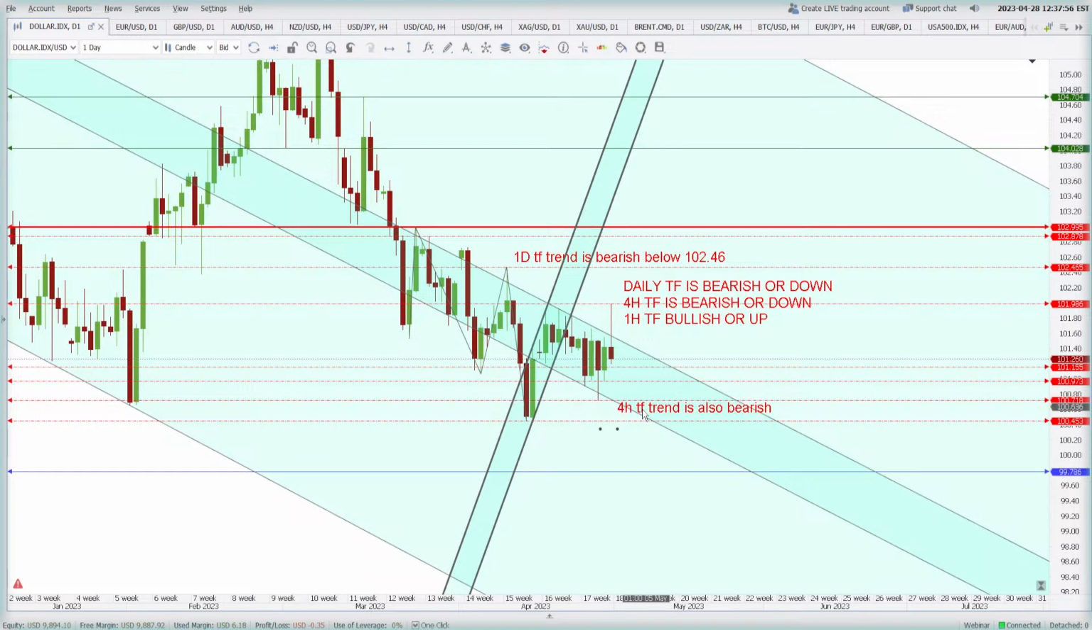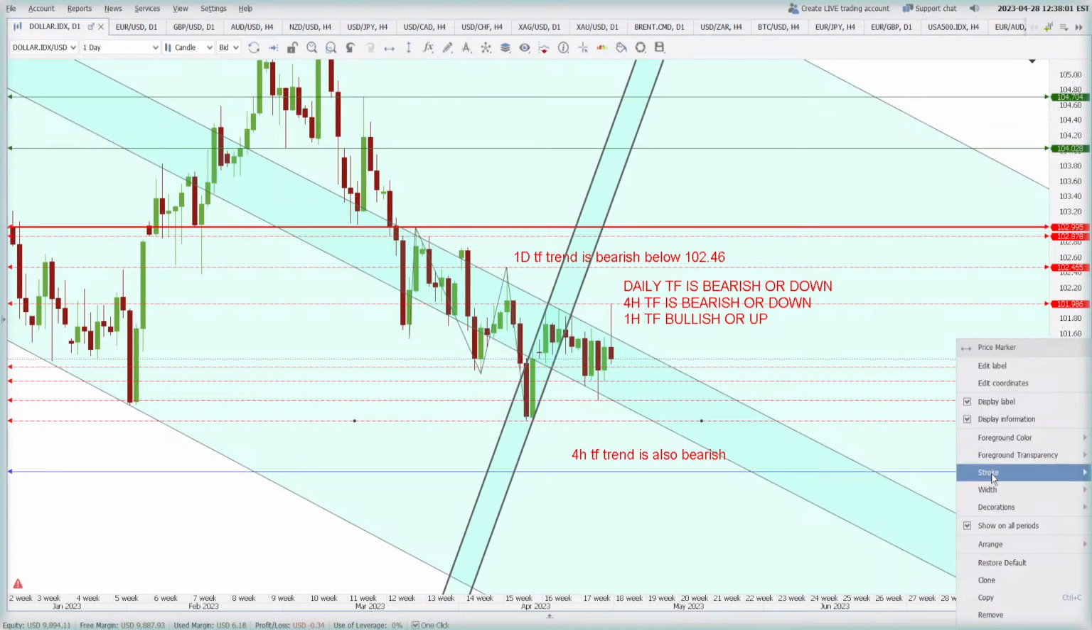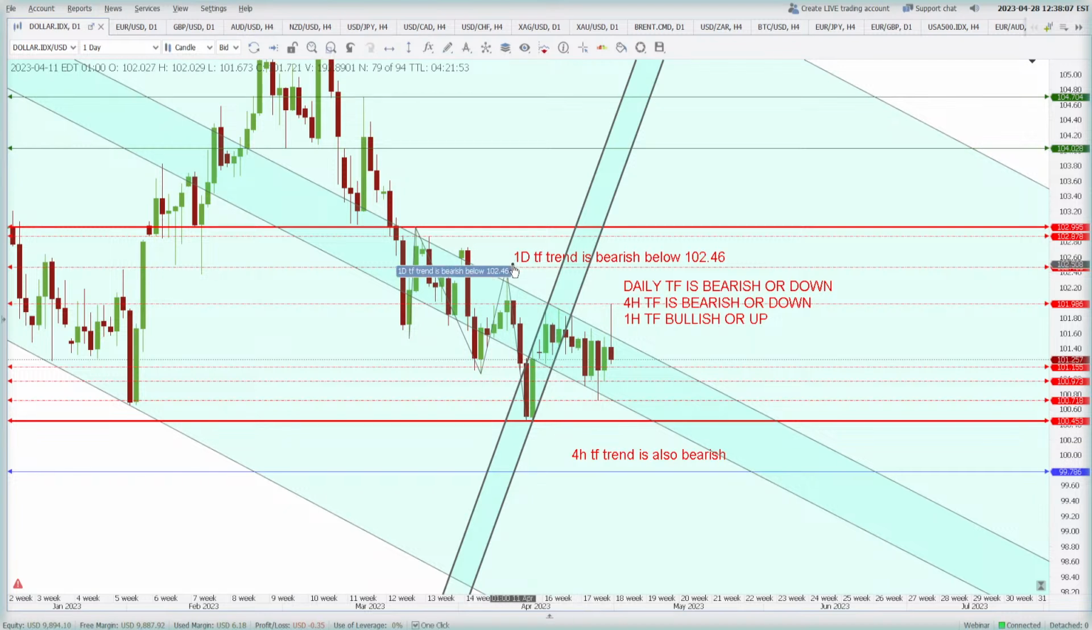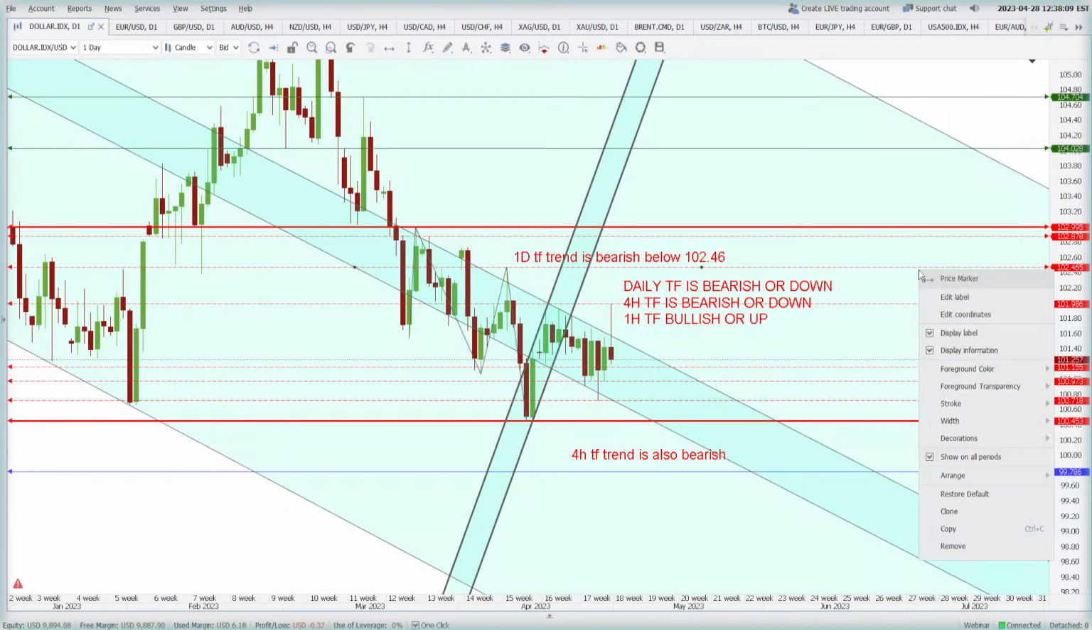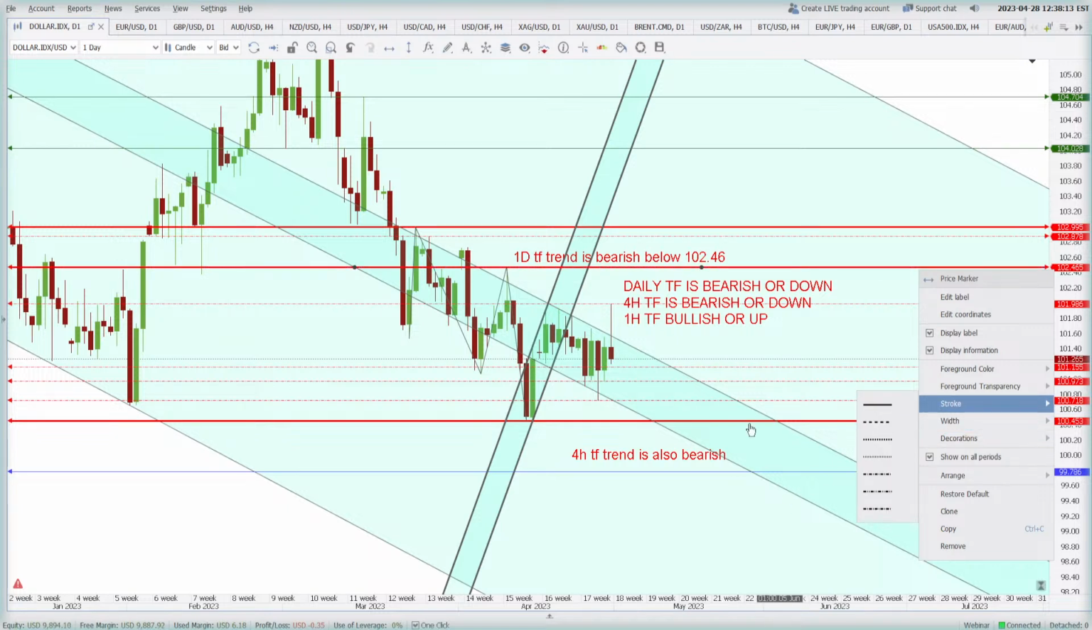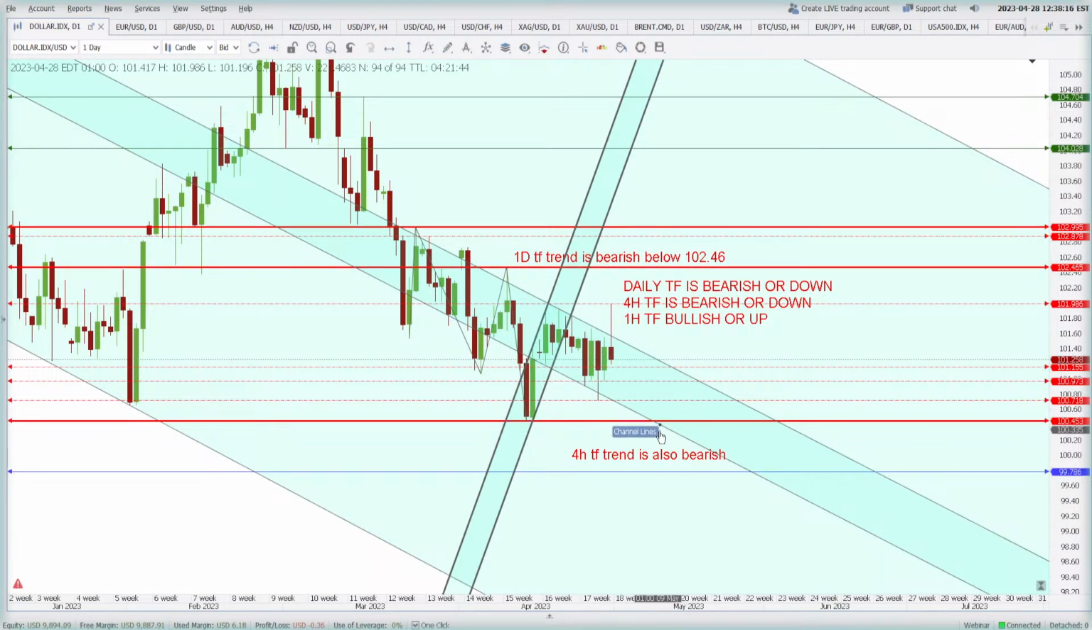Now these two levels, like 100.45 on the downside, I will turn the stroke to solid and the width to high. Now this level on the downside and this level on the upside, these are important levels. Okay, so keep an eye on these two levels on the daily. These are important levels.